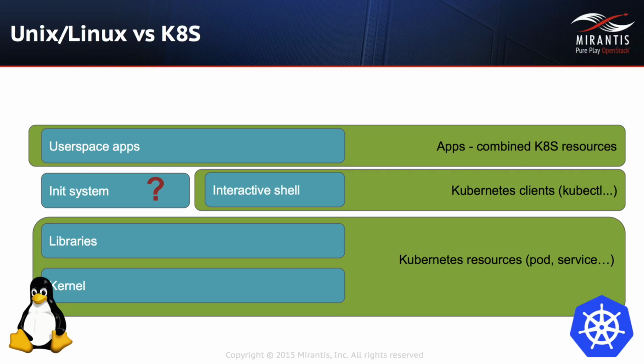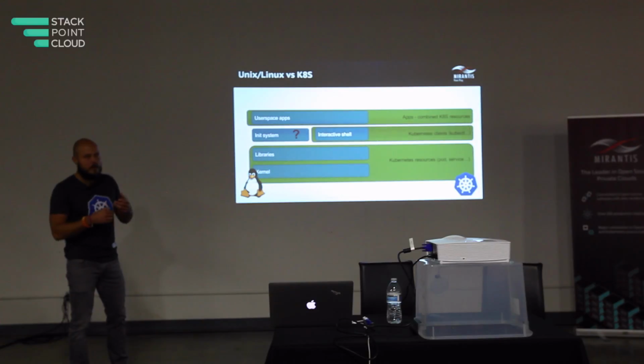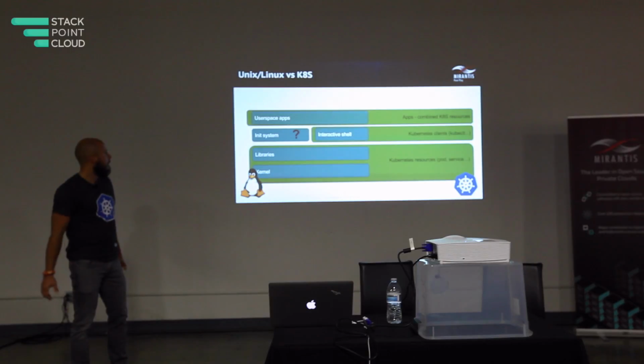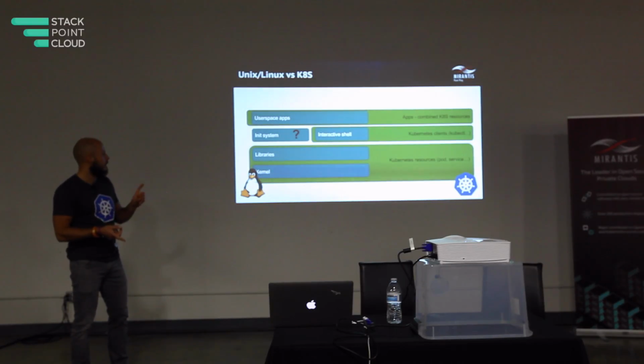So how do we compare Linux to Kubernetes? What are the counterparts? What abstracts your computing resources in the case of Kubernetes is pods, services, deployments, and all those constructs. And then as a counterpart of the interactive shell, you have Kubernetes clients. You can curl against the API. You can also use kubectl, and this way you deploy the apps.